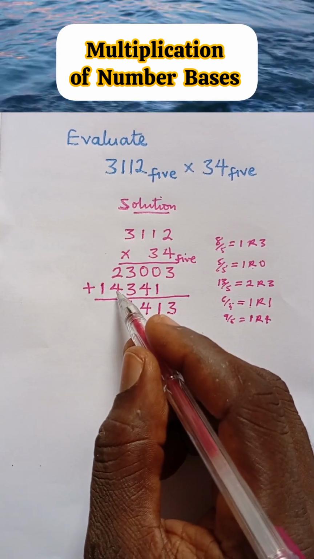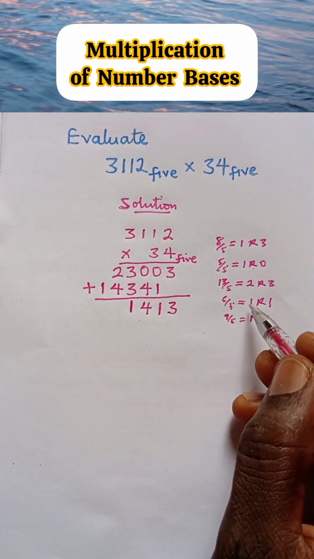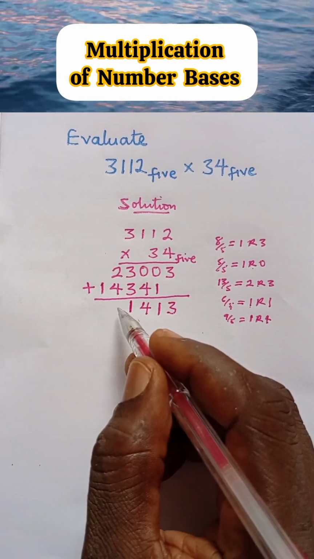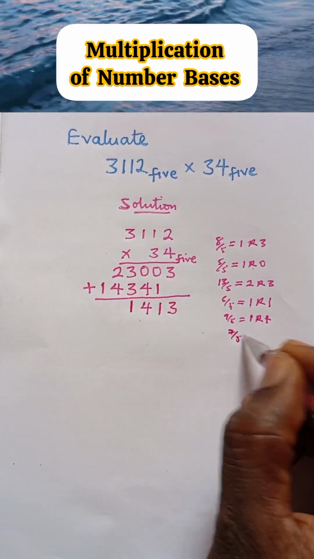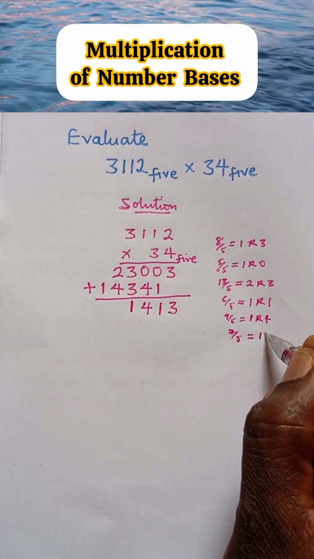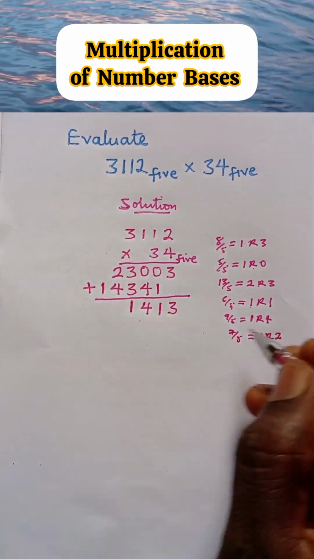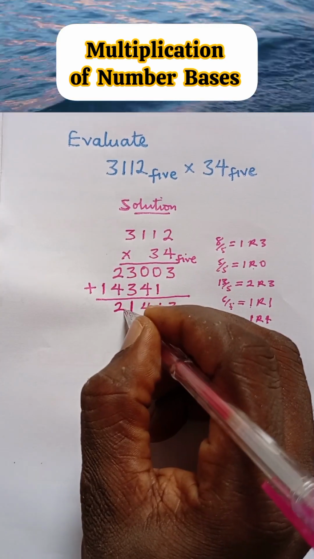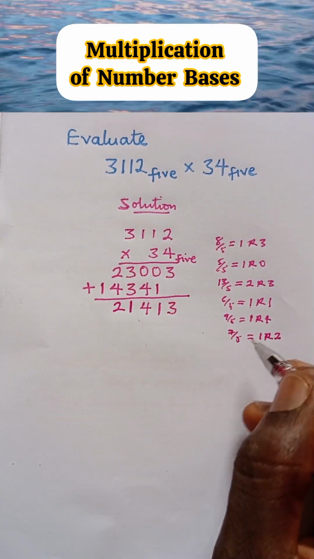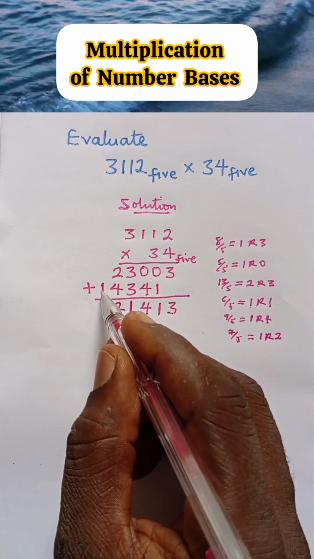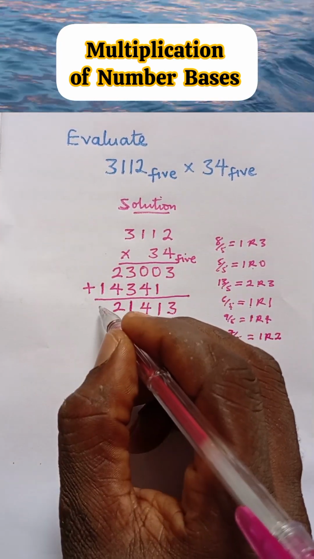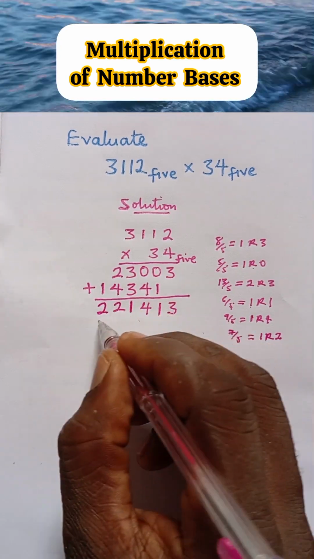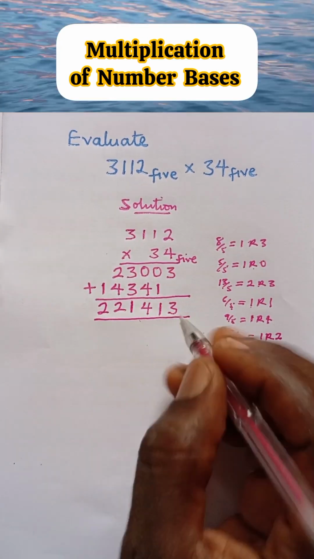Next, 2 plus 4 is 6. Plus this one is 7. We cannot write down the 7 because it is greater than the base. So we divide 7 by the base. This will give us 1 remainder 2. Come here, write down the remainder and keep this one. Next, 0 plus 1 is 1 plus this one is 2. The 2 is less than the base, so we are free to drop it here. So this becomes our answer in base 5.